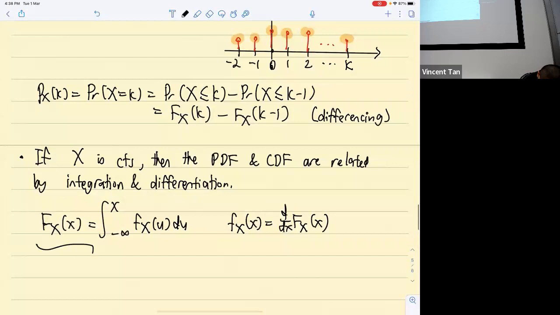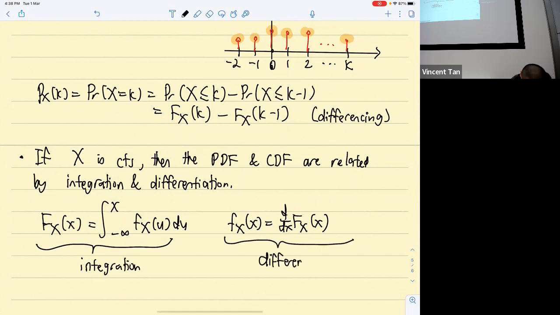So f of x is d by dx of F_X of x. This is called the integration operation. This is called differentiation, and these two are dual to each other. Okay, so we'll see numerous examples of this. This is a bit abstract, I know. Okay, so this is some property.